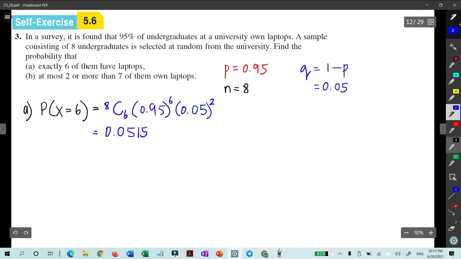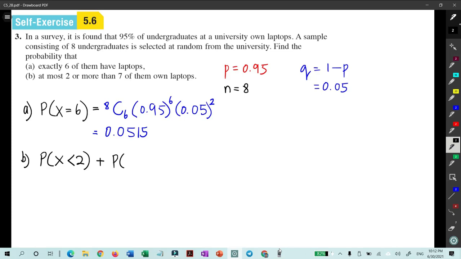Now let's look at question B. At most 2 or more than 7 of them own laptops. So in this case, what we need to do is take the probability for X at most 2, which means X less than or equal to 2, and then we plus P(X more than 7), so X greater than 7.